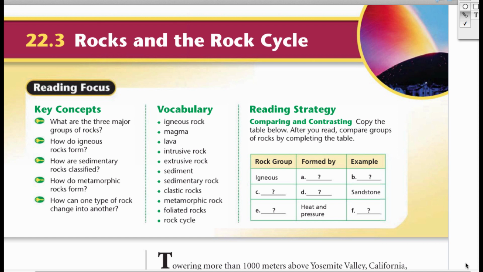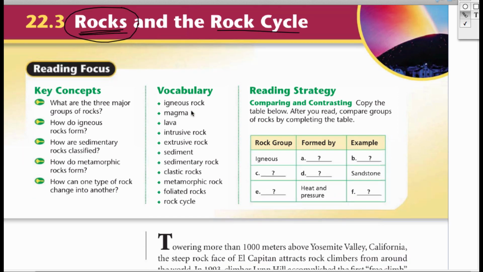All right, fellow scientists, let's look at chapter 22, section 3, and this is all about rocks. Now remember, rocks basically are a combination of different minerals, and those minerals have been pressed together under high pressure and temperature, and now you've got basically a mass of minerals, and those are called rocks. And we're going to talk about rocks and what's called the rock cycle.